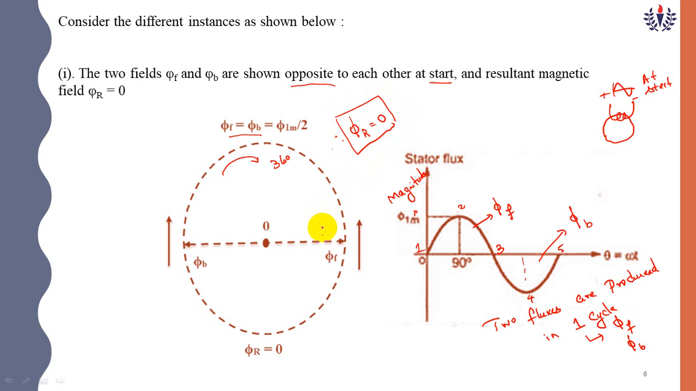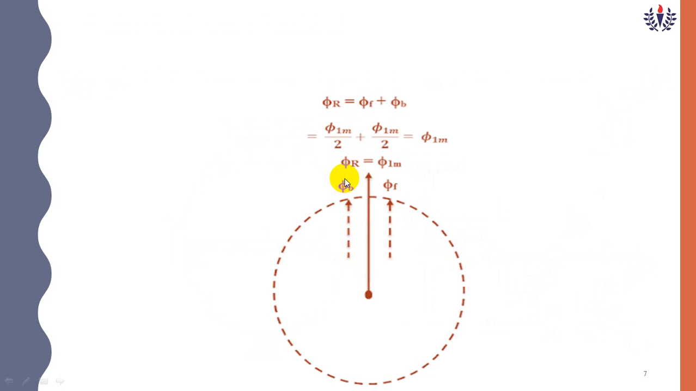Do you understand my point? This is my first step. When the motor starts, 2 fluxes are produced, phi f and phi b. Phi f stands for forward flux and phi b stands for backward flux. These 2 fluxes are opposite to each other at the starting stage. Therefore the resultant flux will be 0, because phi 1m is divided by 2. It is half of the portion being covered, so I put it divided by 2.